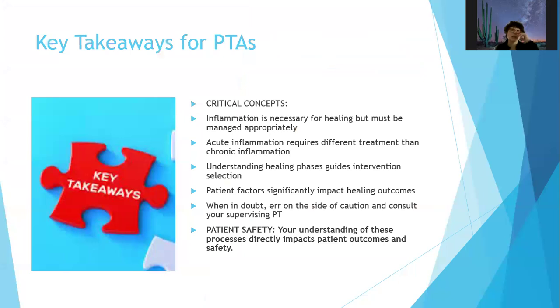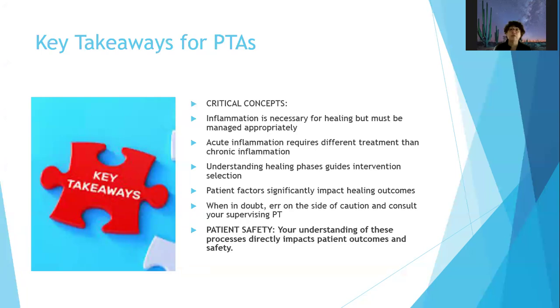So our key takeaways: inflammation is necessary for healing, but it needs to be managed appropriately so it doesn't develop into a chronic issue. Acute inflammation requires different treatment from chronic inflammation. And understanding healing phases guides our intervention selection. We will talk more about this in upcoming classes. How do you recognize what phase somebody's in? And we're going to talk very specifically about that.